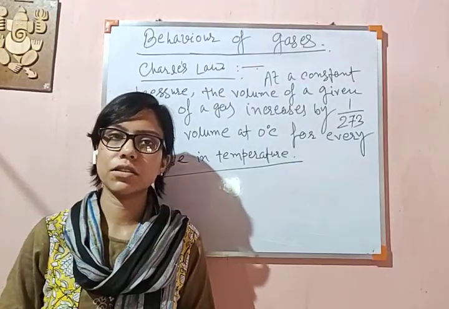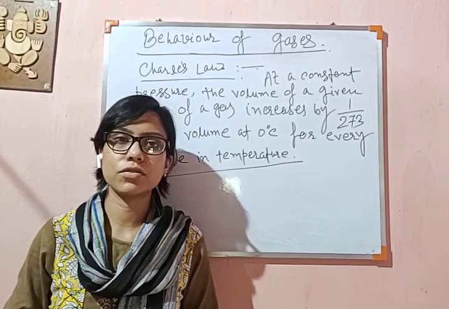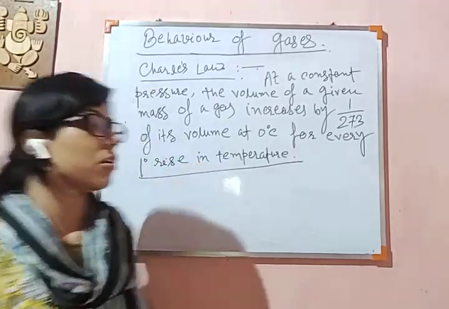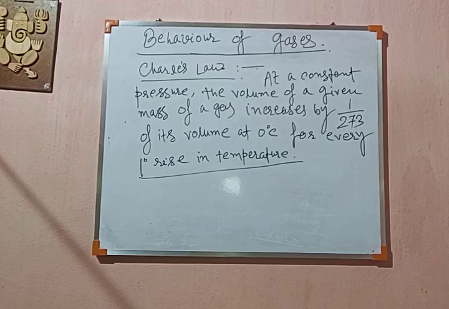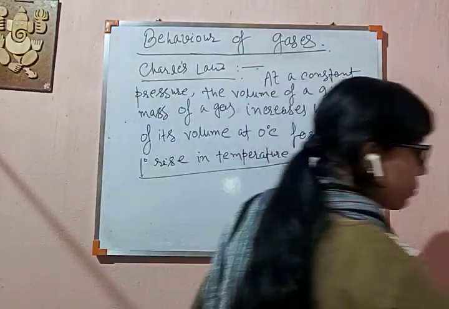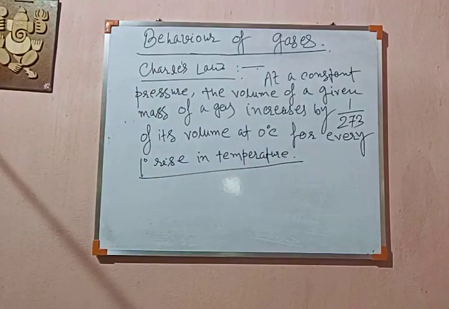Hello class 10, this is your chemistry class and today's class we will start from Charles' law. Charles' law states that at constant pressure the volume of a given mass of a gas increases by 1 by 273 of its volume at 0 degrees Celsius for every 1 degree Celsius rise in temperature.